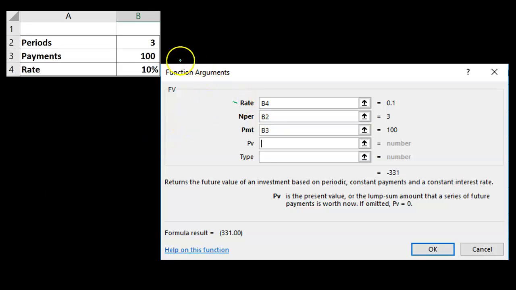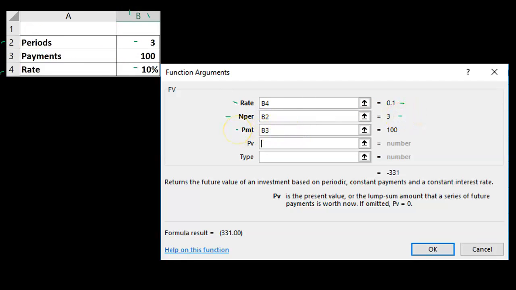So here's the rate. The rate's going to be up top, in B4. So here's B4. That's going to be the 10%. 10% is what we have. And then we need the number of periods. That's going to be in cell B2, which of course is 3. So in B2, we have 3 as the result.